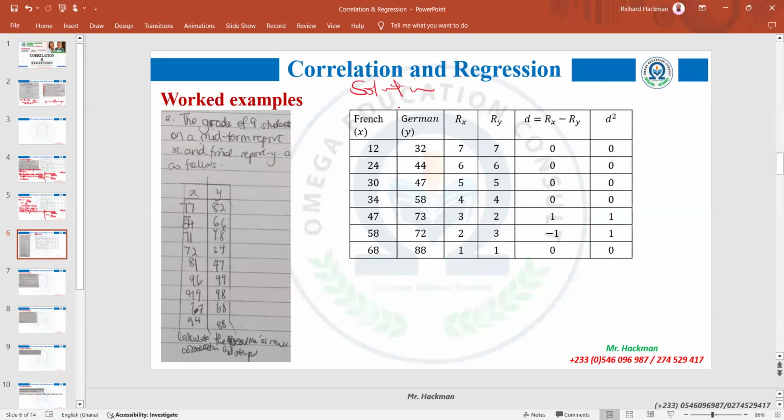Okay, and the question is numbered, so maybe question 2. The other one, I didn't number it. Please go and do the needful. So let's look at this one too.